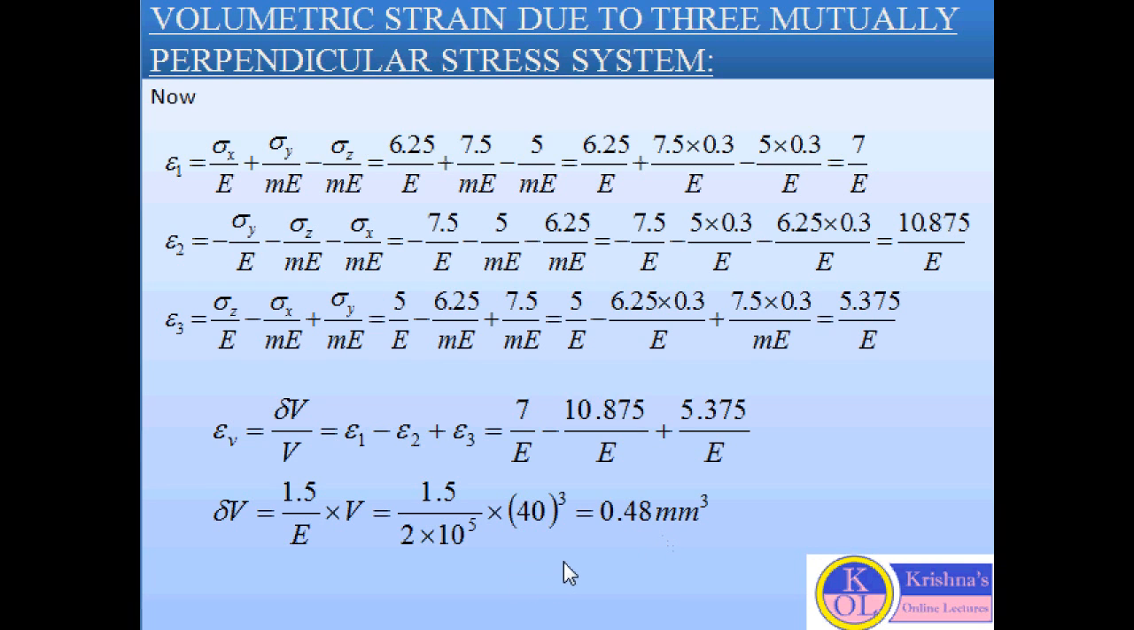So I hope you understand. With this numerical, you can easily understand the volumetric strain due to three mutually perpendicular stress system.